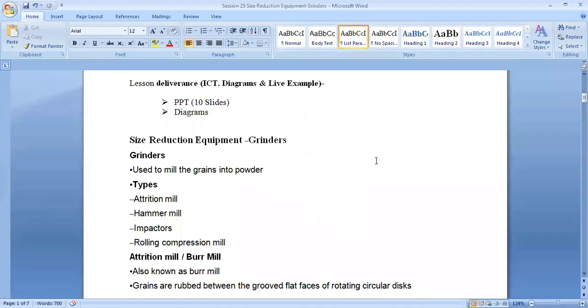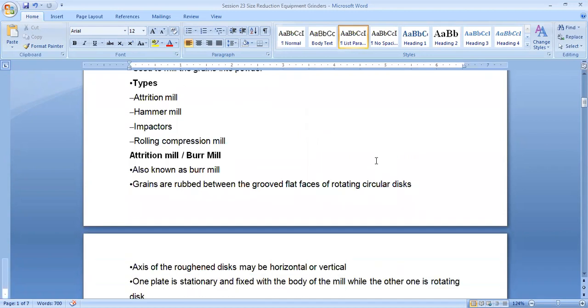Today's topic is the size reduction equipment, grinders. There are three or four types of grinders which are popular in the food industries: attrition mill, hammer mill, impactors, and rolling compression mills. Attrition mill is also known as burr mill, and it acts on the principle of friction.